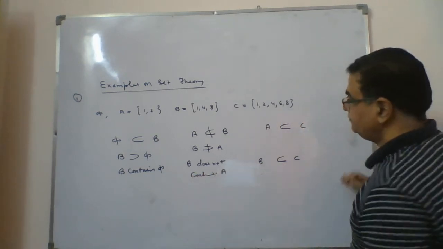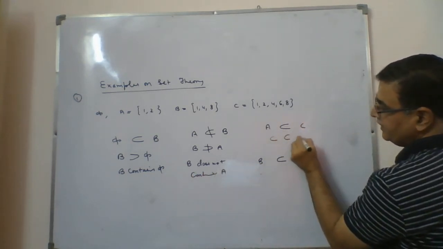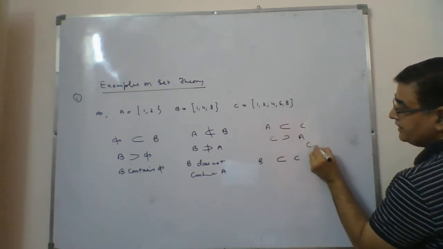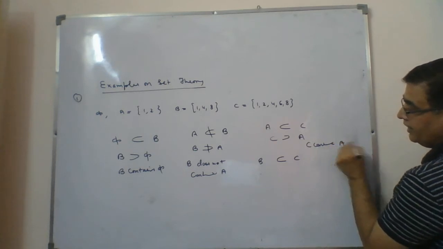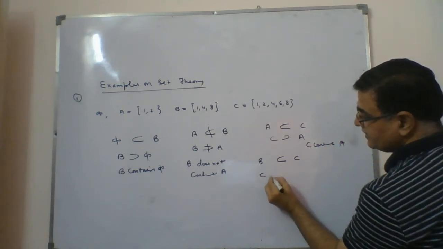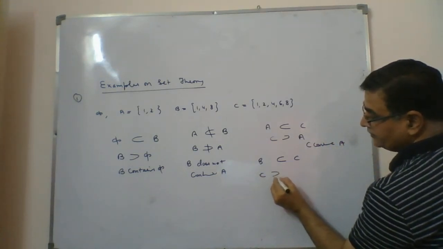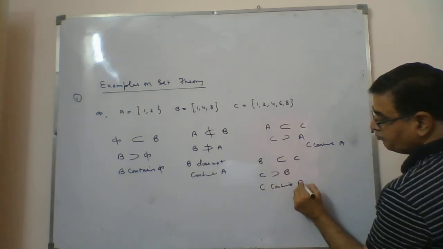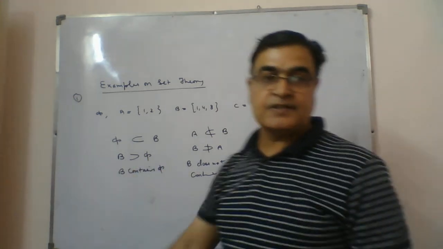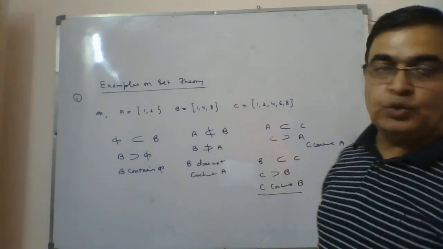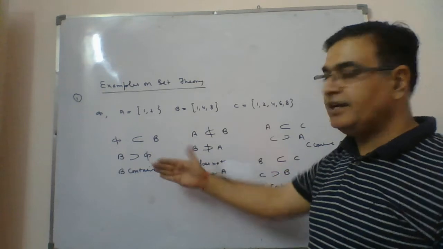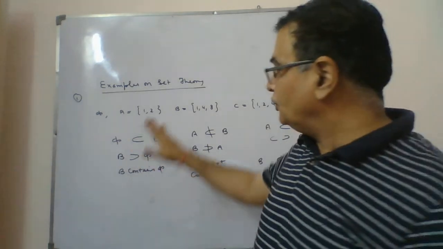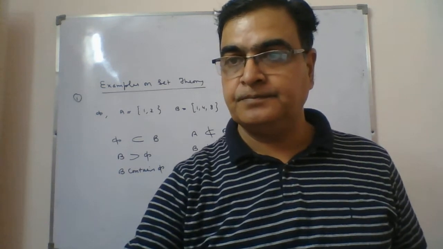A. Here we'll say C and this is A. Then we say C contains A. And last is C here and this is B. So C contains B. So these are the symbols we should know. So if the sets are given, then we can decide what symbol should be placed in between. So this is one example I have taken.